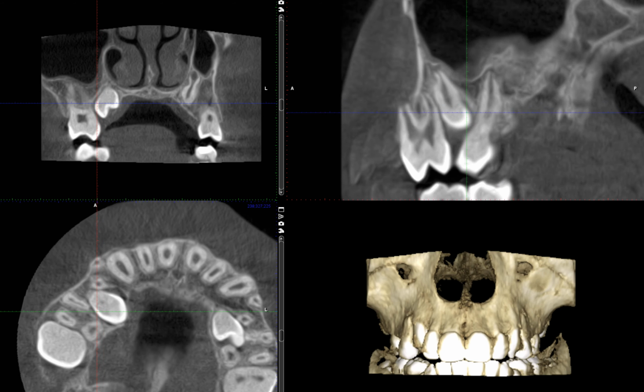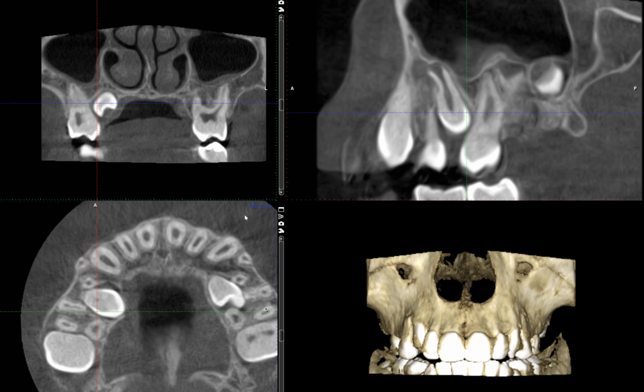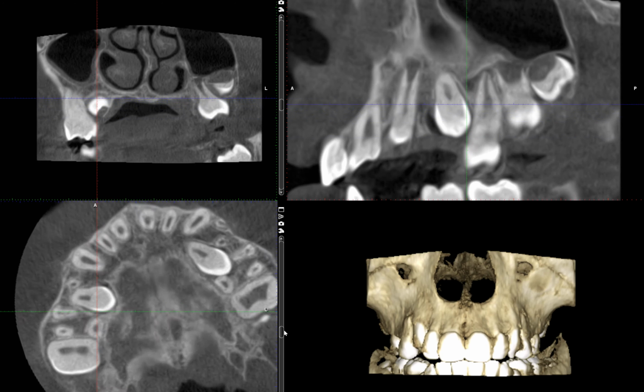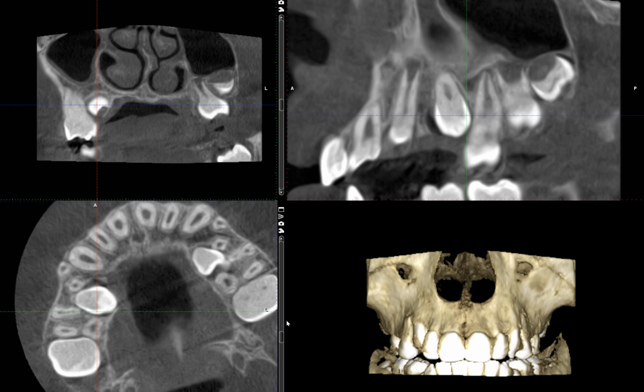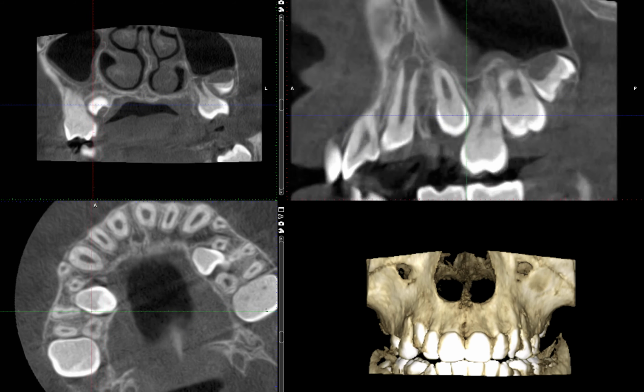But another thing that I noticed after having looked at this carefully and at multiple different angles, maybe not on this side, but I didn't think there was any major root resorption on the adjacent teeth.